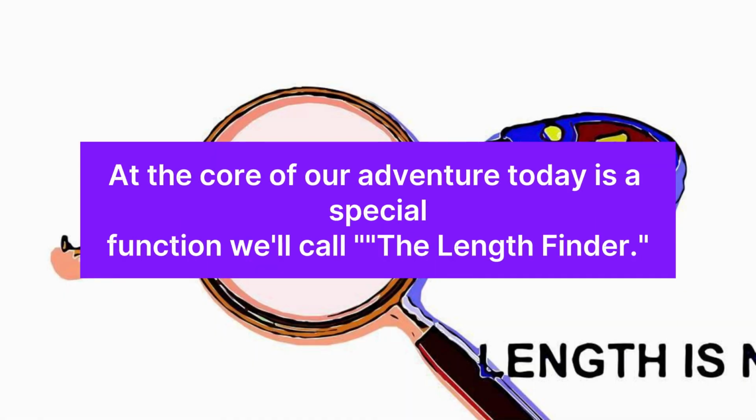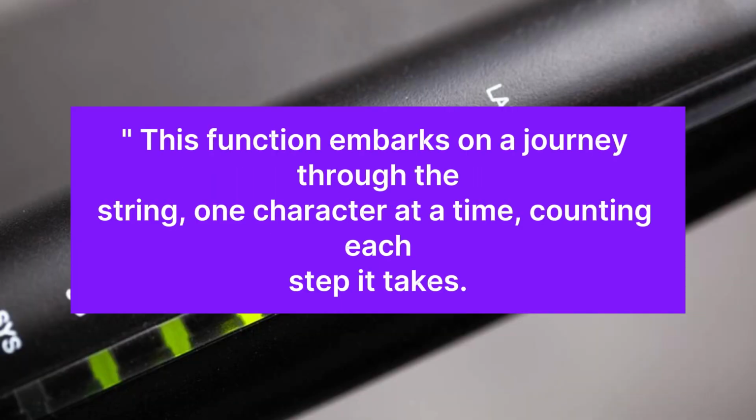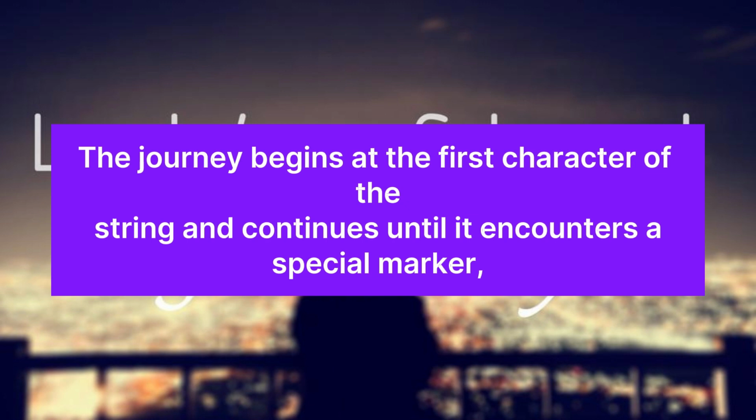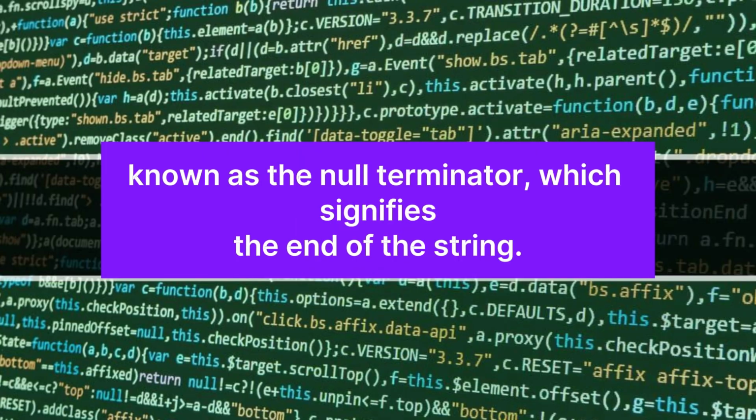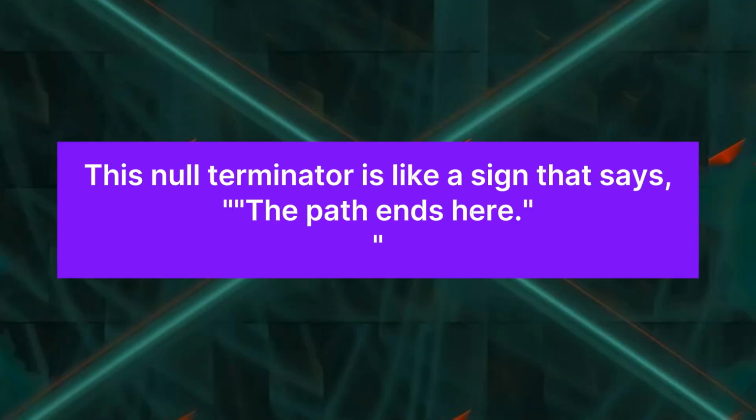At the core of our adventure today is a special function we'll call the length finder. This function embarks on a journey through the string, one character at a time, counting each step it takes. The journey begins at the first character of the string and continues until it encounters a special marker, known as the null terminator, which signifies the end of the string. This null terminator is like a sign that says, the path ends here.